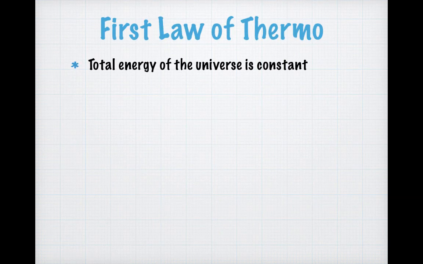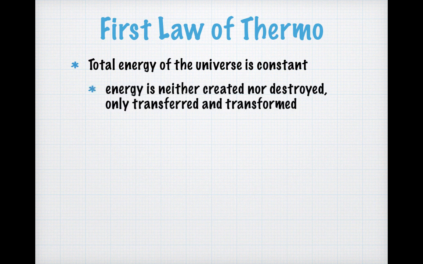Now, in the first law of thermodynamics, one of the things we have to realize is that the total energy of the universe is constant. Energy is neither created nor destroyed. It can only be transferred from one object to another, and it can be transformed from one form to another, and one of these forms includes mass. So you can take mass and turn it into energy.